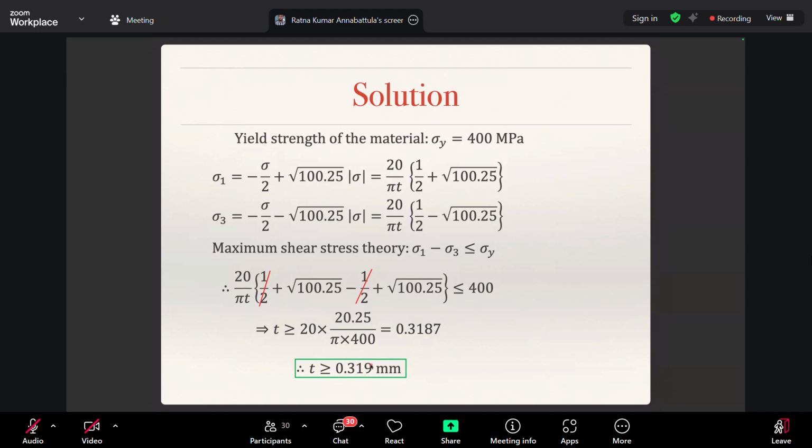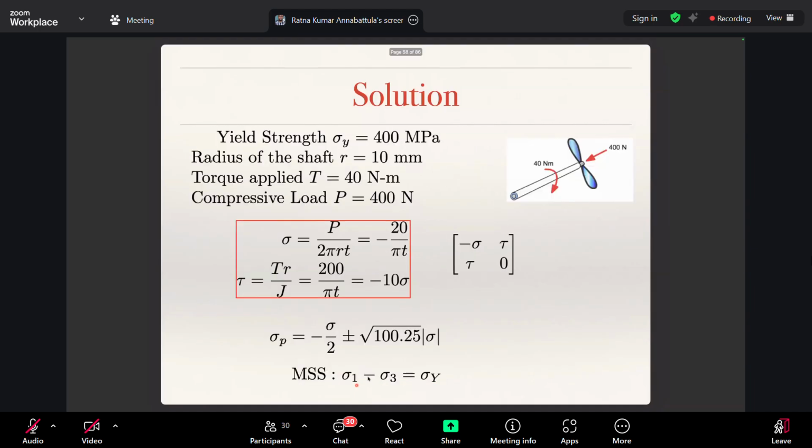The procedure? Professor, one thing, sir. Can you go to that sigma p? Sorry, sir. Sigma p. So minus sigma by 2 plus minus this, under root 100.25 and modulus of sigma. I'm sorry to ask this, sir, but a bit of elaboration on this, please. No, sigma p. One can actually find the equation for principal stress using normal stress in all the directions and shear stresses. Yes. If you plug in that formula, this is what you will get.